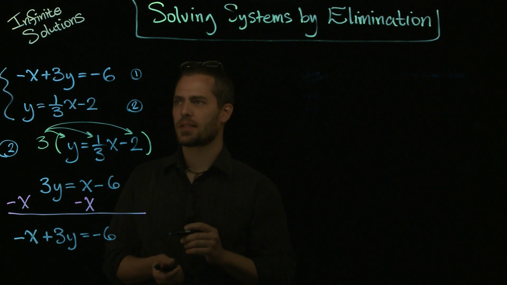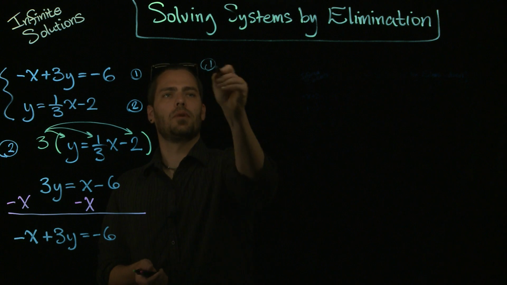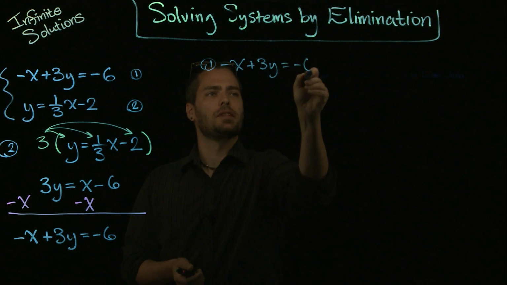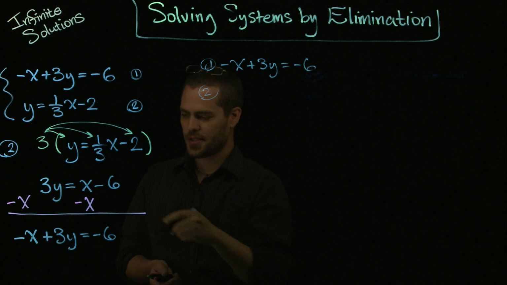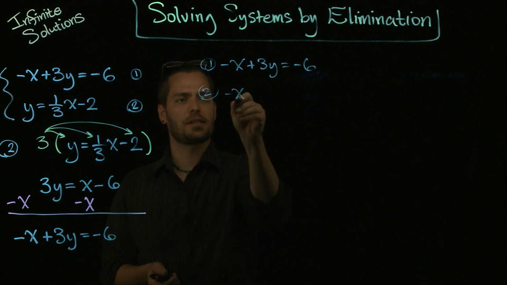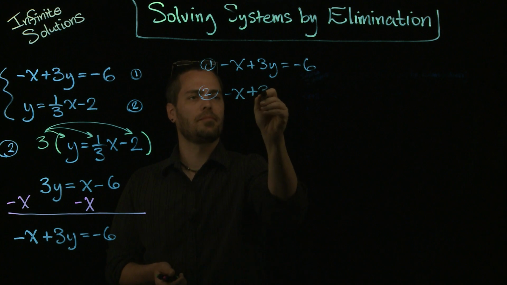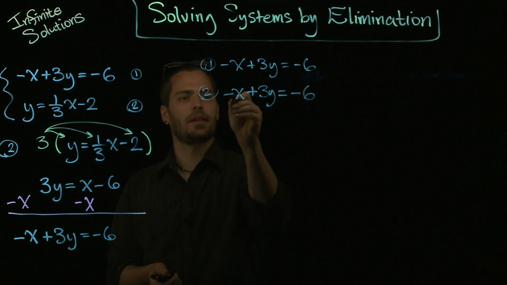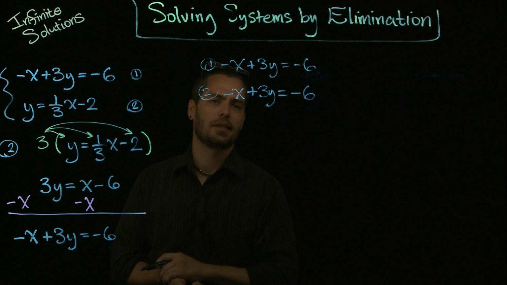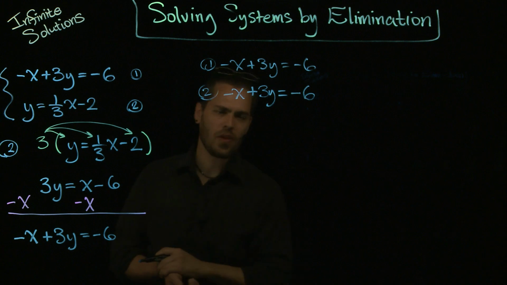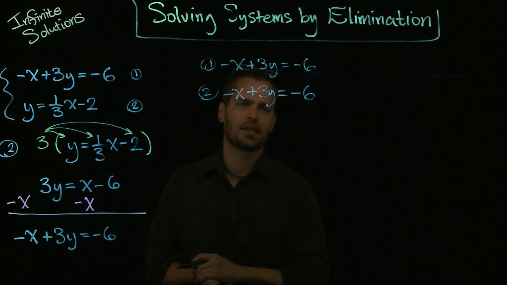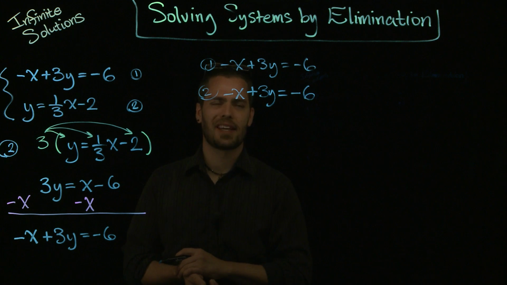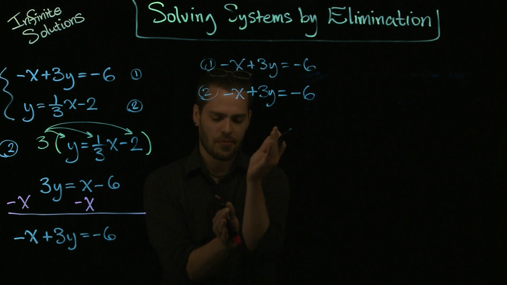Now I've got both equations in standard form. Equation number 1 is negative x plus 3y equals negative 6. Equation number 2 that I just manipulated there turns out to be negative x plus 3y equals negative 6. Interesting. They turn out to be the same equation. What that means before I continue with the process of elimination is, graphically, same equation means the same line. So these are really one line right on top of each other.